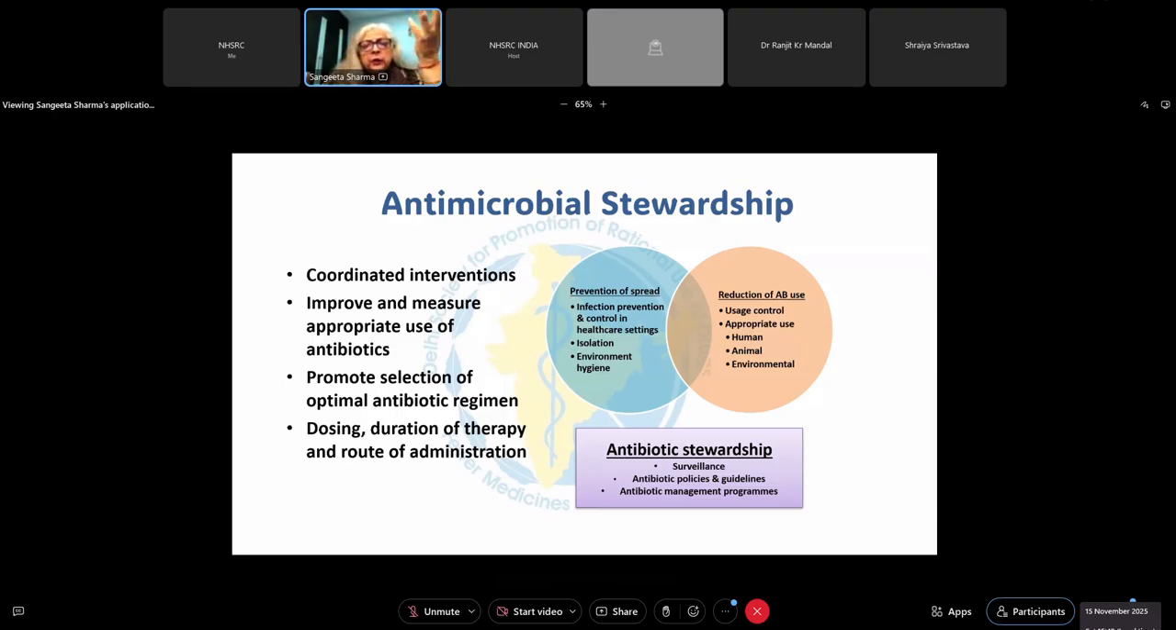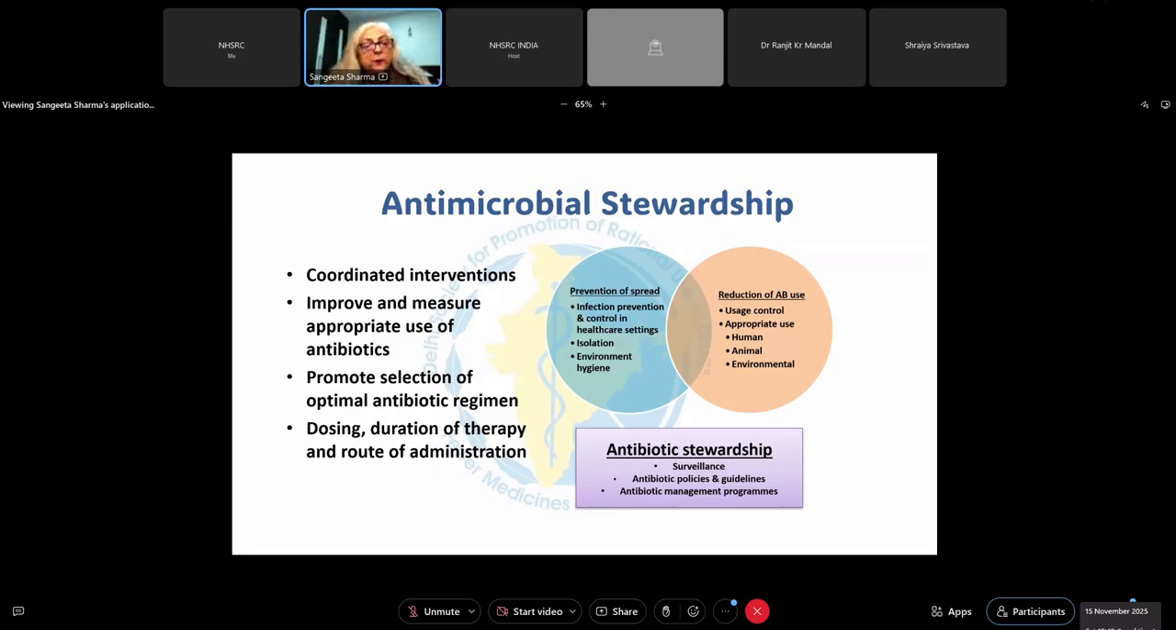Now, if you have to define what stewardship means, stewardship is just coordinated interventions. When we talk about antimicrobial stewardship, we are talking about two things here: prevention of spread of infection and reduction in the use of antibiotics, antimicrobials. Reduction. We are not saying don't use antibiotics. Please mind this, we are trying to optimize the use of antibiotics.